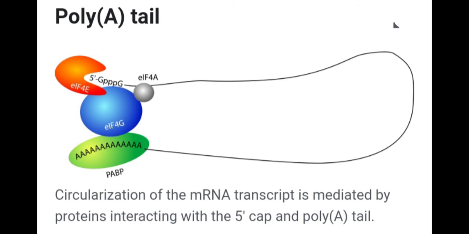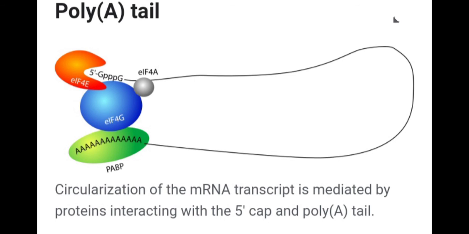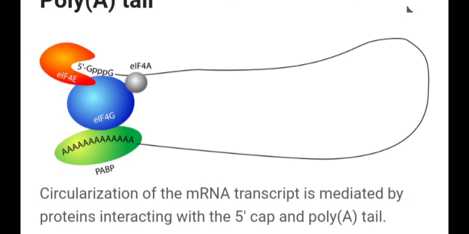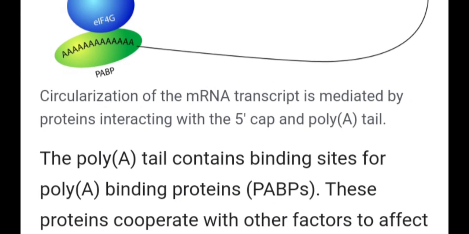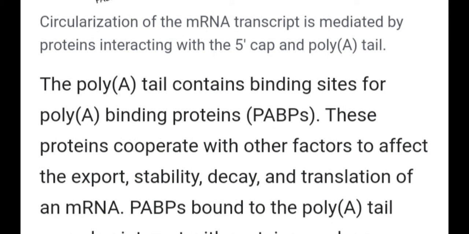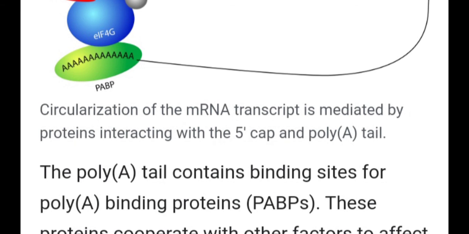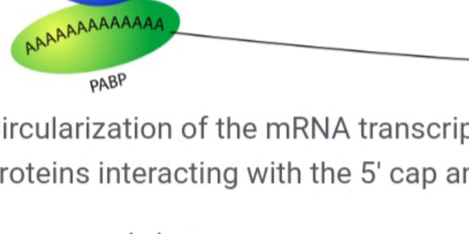Now comes the circularization of mRNA that I have already discussed in the 5' UTR. That circularization of the mRNA transcript is mediated by proteins interacting with the 5' cap and poly A tail. You can see here clearly EIF4E, EIF4A, and EIF4G interact with the 5' cap, whereas the poly A tail binding protein, written as PABP, binds to the poly A tail. The proteins found on the 5' cap interact with the poly A tail to form circular mRNA. The poly A tail is the binding site for the poly A tail binding protein.